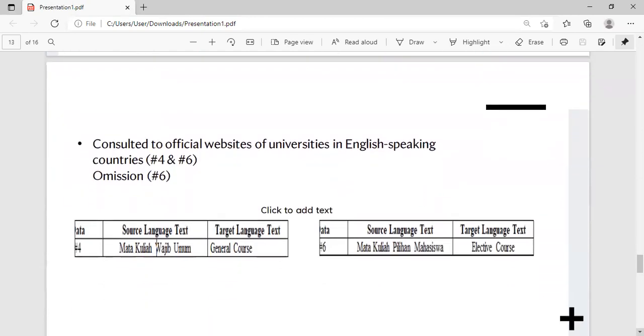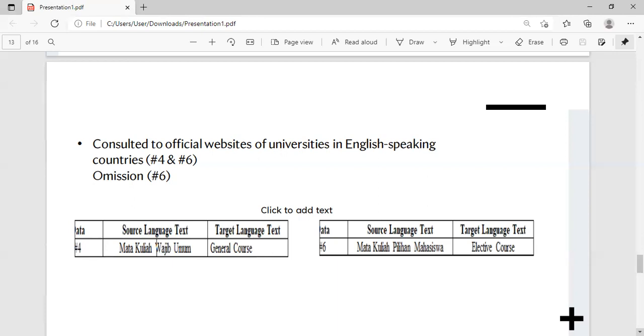The next difficulties I encountered are related to course clusters. I was not sure how to translate mata kuliah wajib umum and also mata kuliah pilihan mahasiswa. The strategy I used was to consult the official websites of universities in English-speaking countries. From those websites, I found out that general course has the same meaning as mata kuliah umum. Thus, I decided to translate mata kuliah wajib umum into general course. The word wajib was omitted because a general course is a compulsory course for all students.